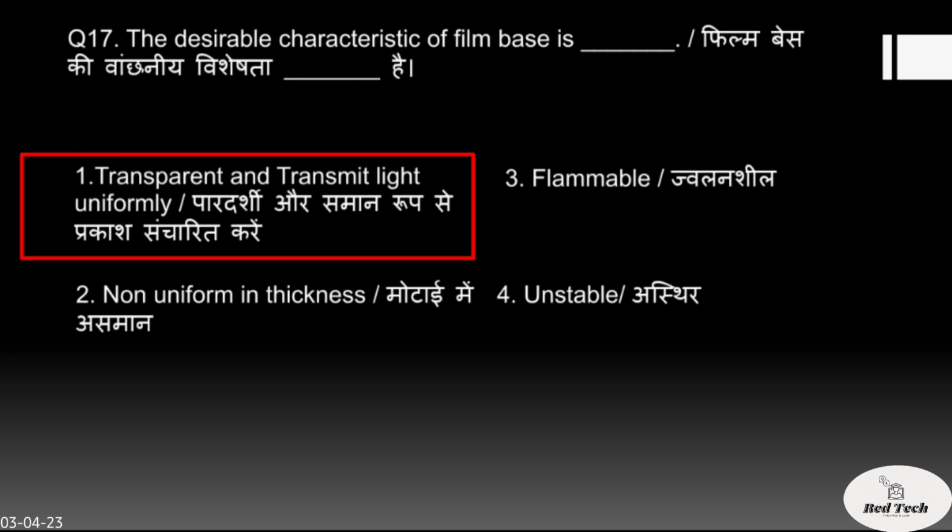So our film base is transparent and can easily transmit the light uniformly. Uniform means in a proper or equilibrium way, or you can say in an equal manner. It allows the light to be transmitted. So the right answer is option number 1.